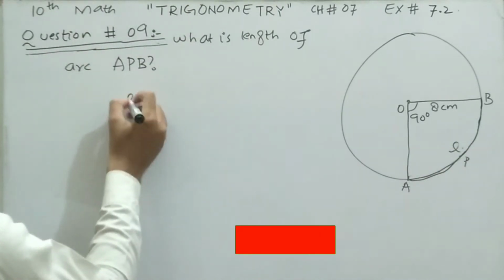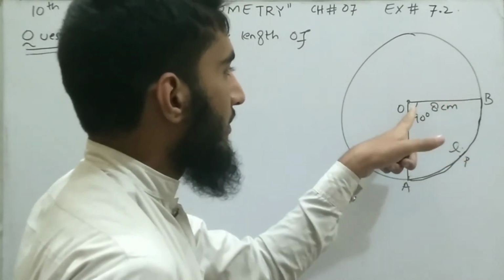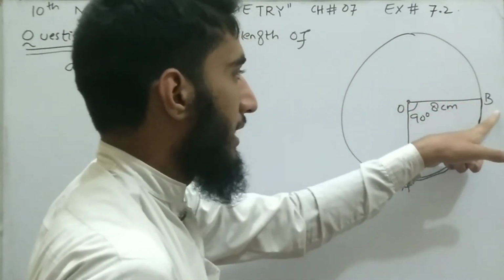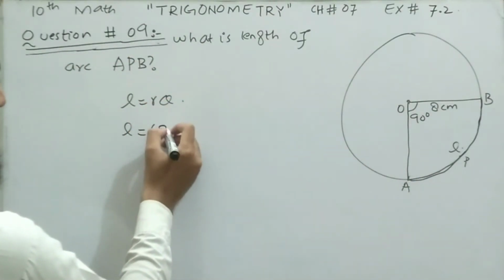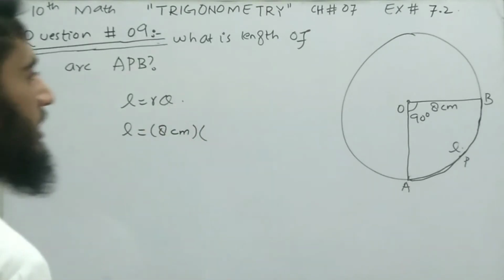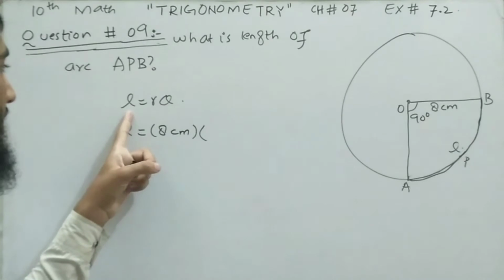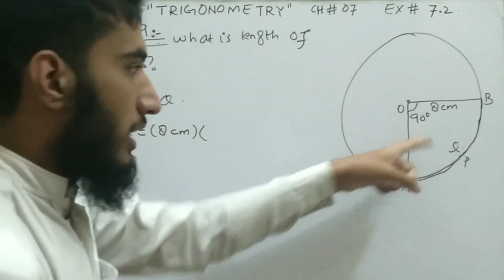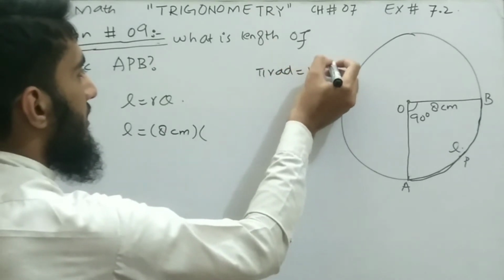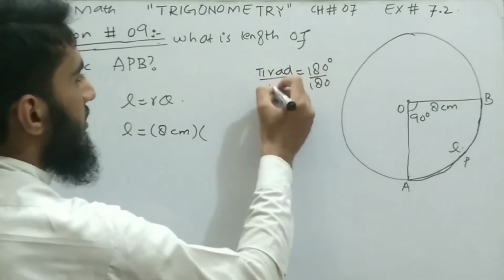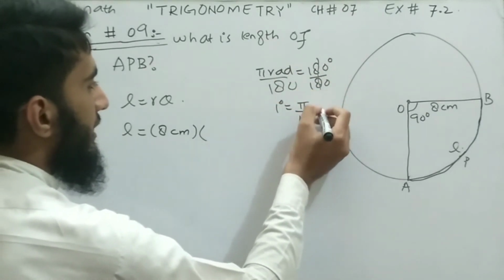So we use the formula L is equal to R theta. We are given the radius which is 8 centimeter, from this center to this point B. It is 8 centimeter, so put it over here. So the required L will be R, which is 8 centimeter, times theta. Theta is 90 degrees. You know that if we find a length, we convert the angle into radians. So pi radian is equal to 180 degrees. Divide both sides by 180, so 1 degree will be pi divided by 180 radian.